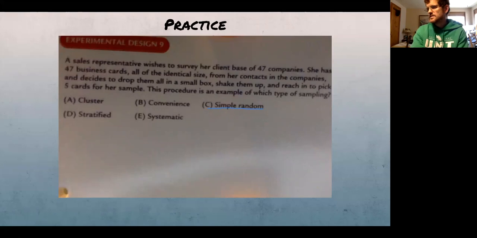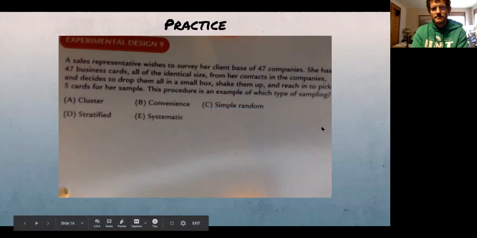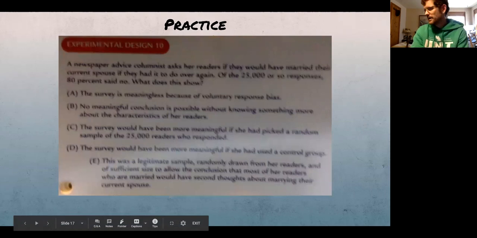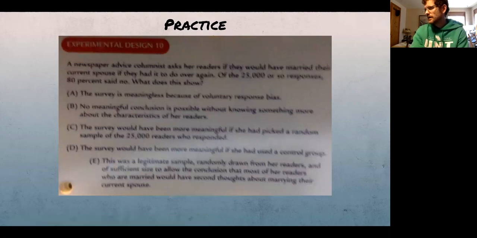Okay, so let's look at the next one. So this one's a little hard to read, I apologize, but hopefully you can figure it out. Okay, so the newspaper advice columnist asked readers to respond to a question on whether they'd remarry their current spouse. 25,000 responses, 80% said no. This actually got a very even spread among all 5 answers.